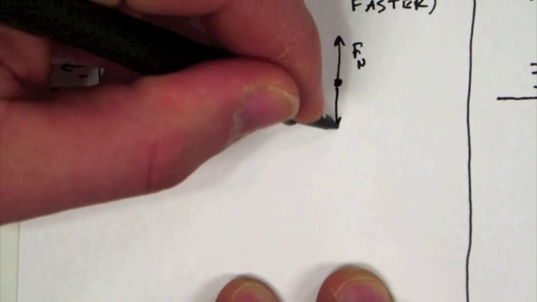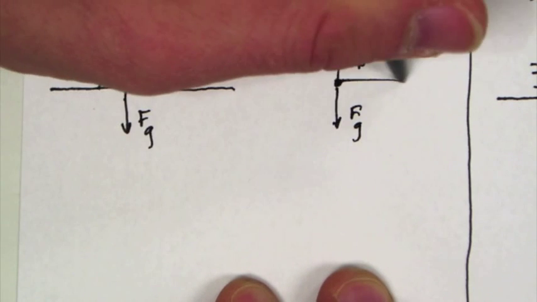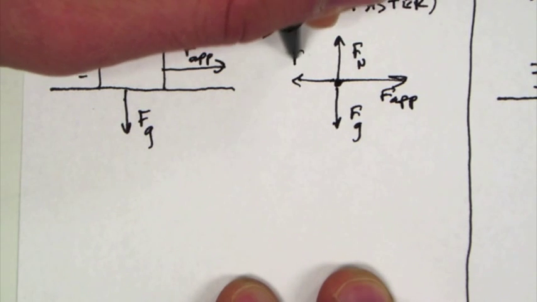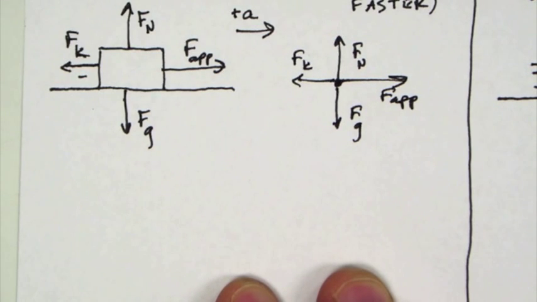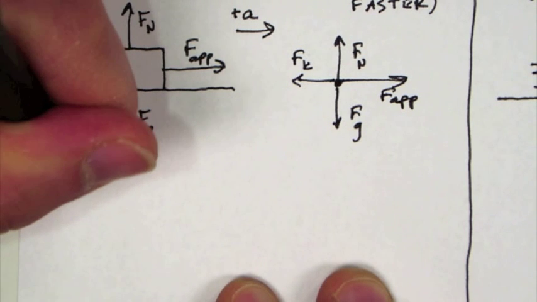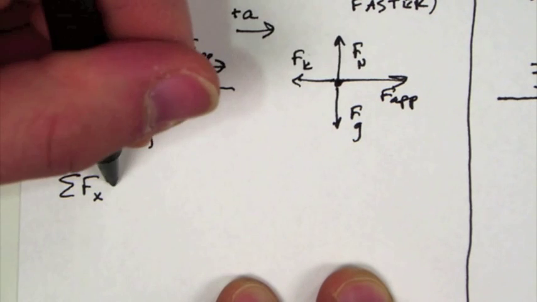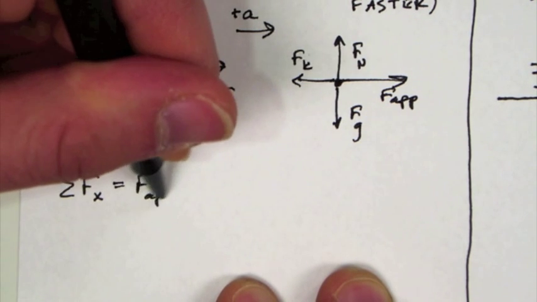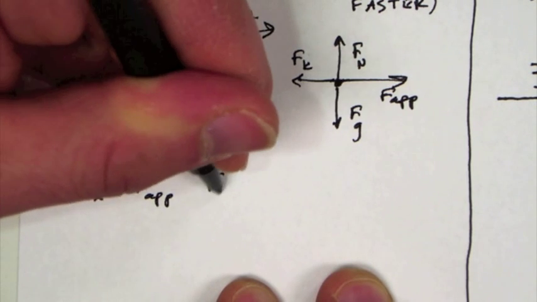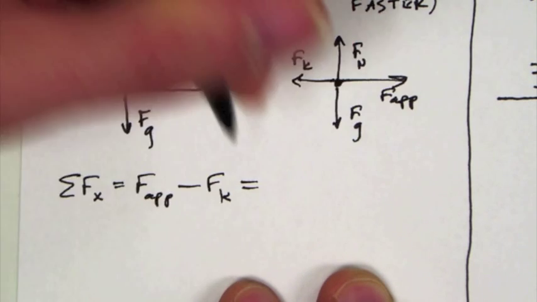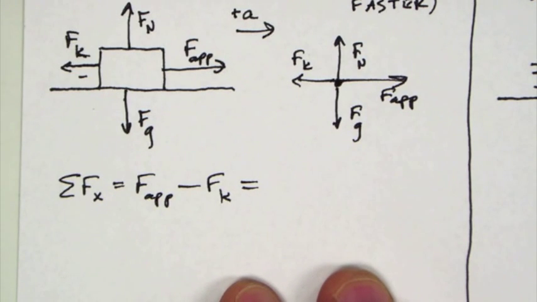Normal force, weight, applied force, and friction. Now here are my equations. I sum up the forces in the x direction. Well, in the x direction I have the applied force, once again just like the previous problem, and I have friction. And because they're in opposite directions, I subtract. And they are not equal to 0 this time. Why? Because there is an acceleration, so there must be some net force.